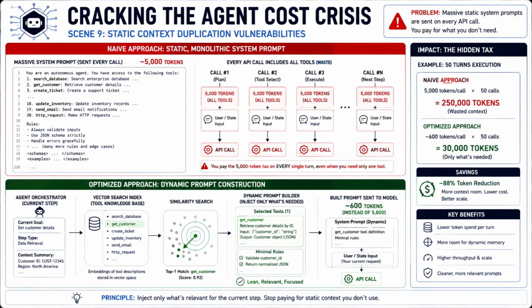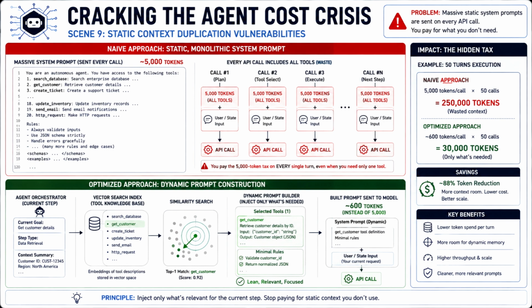Our final cost vulnerability lies at the beginning of every API call: the system prompt itself. In many naive agent setups, developers build a single, massive system prompt that outlines every available tool, schema constraint, and edge case rule. This prompt is then submitted with every single call in the loop. If your system prompt is 5,000 tokens long and contains 20 tool descriptions, you pay a significant tax on every turn, even if the current step only requires a simple calculation.